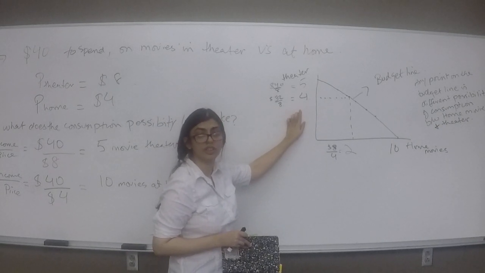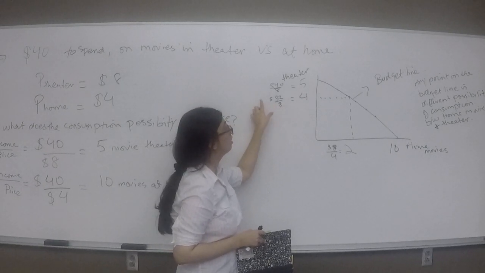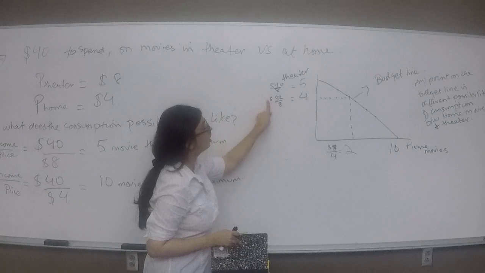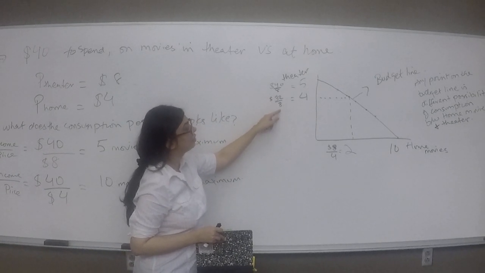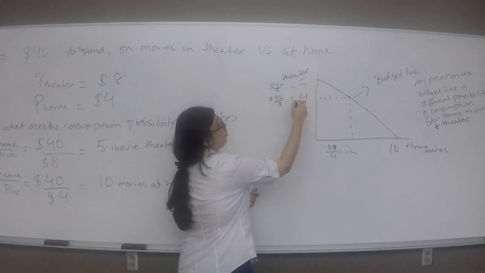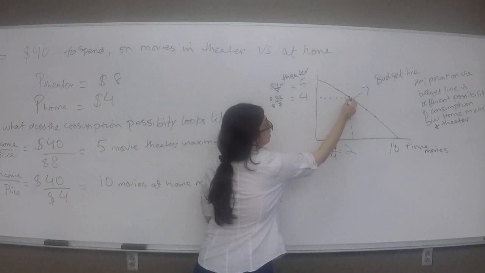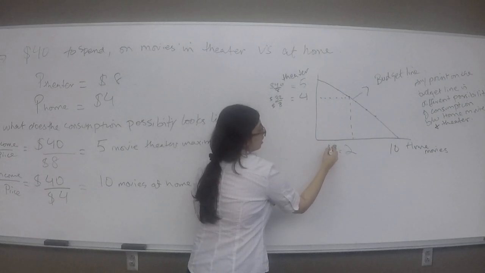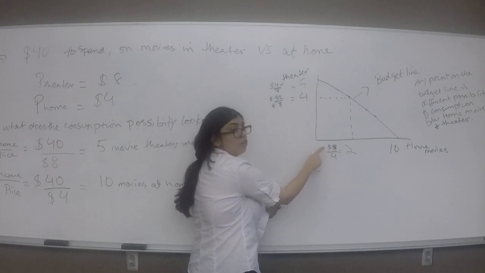8 times 4 is 32, right? Okay. So you spend $32 on movies at the theater. Every movie cost you $8. So you watched 4 movies in the theater. With the rest of the money at that same point on the curve, you spend the 8 remaining dollars of your income.